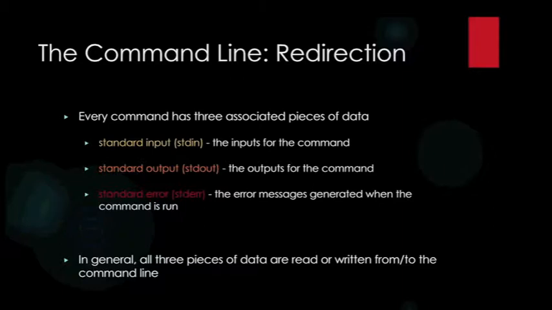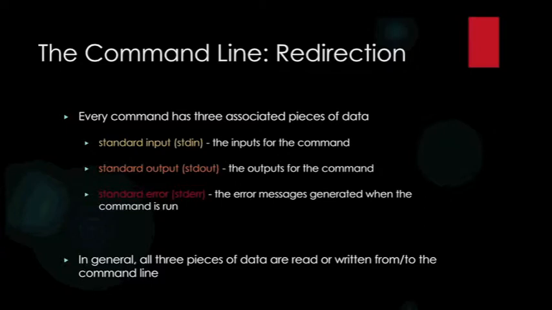Every command you type on the command line has three streams of data associated with it. Standard input, or the inputs that you must give after a command starts running. Standard output, which is any outputs for the command, and standard error, which includes any error messages generated while running the command. Normally, standard input is read from the command line, and standard output and standard error are written to the command line. However, we can redirect these streams to go to different places.